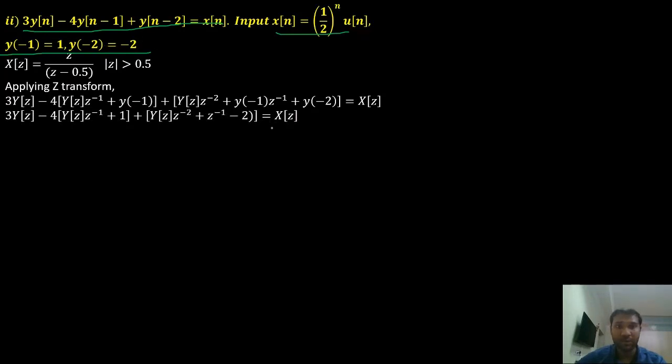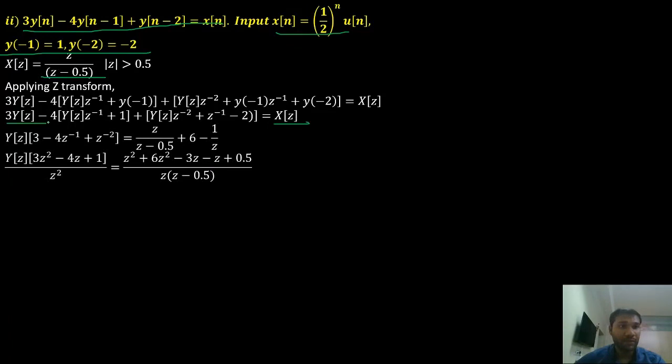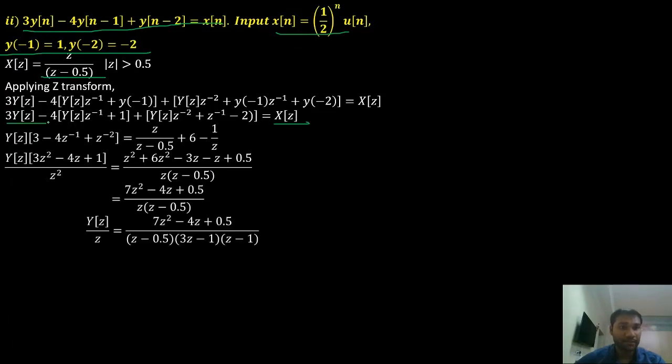We'll substitute the value of X of z which we have found out here, and we'll find the value of Y of z, right? So this is the value of Y of z. Now we'll apply partial fractions.